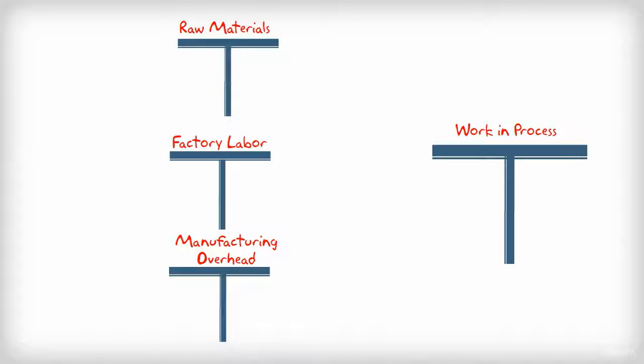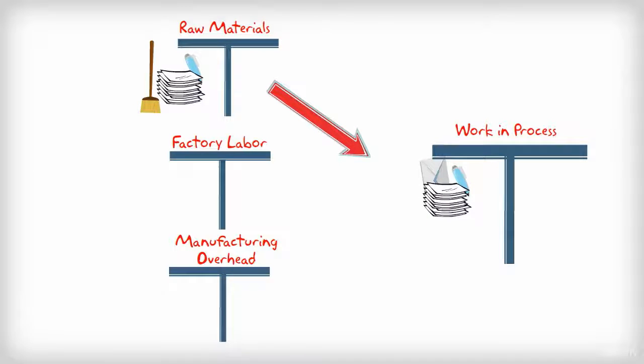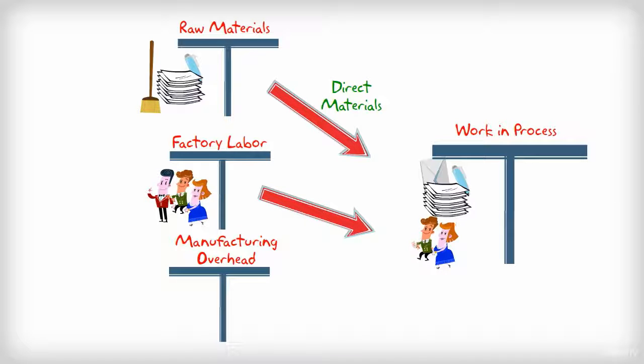In order to start producing the envelope, we need the paper and the glue. These are the materials that are directly included in the production. We call them direct materials. We will also need these two workers to fold the paper and apply the glue correctly. They are directly involved in the production and therefore we call them direct labor.